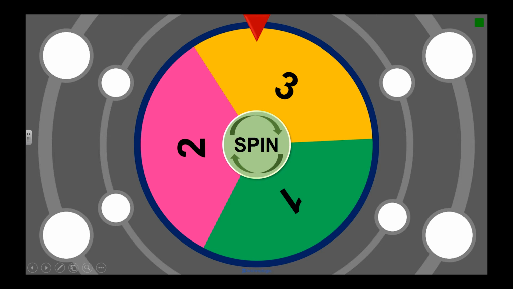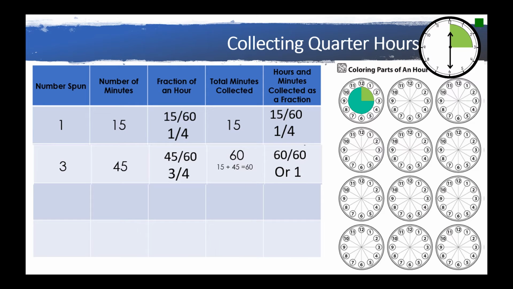For our third spin, we got another 3. So we know that 3/4 hours is 45 minutes, and we know how to write that as a fraction. But now we need to figure out how many total minutes we've collected. We started with 60 minutes, and we're adding 45. So I know that 60 plus 40 is 100, and then I'll need to add that 5 in, which would give me 105. So we've collected 105 minutes.